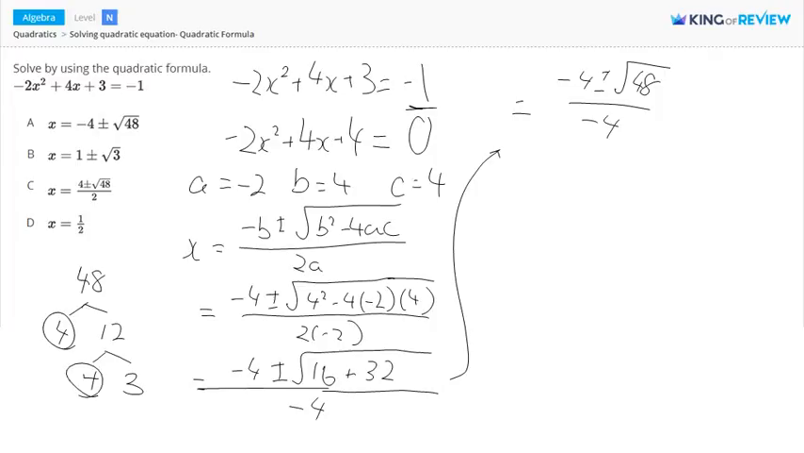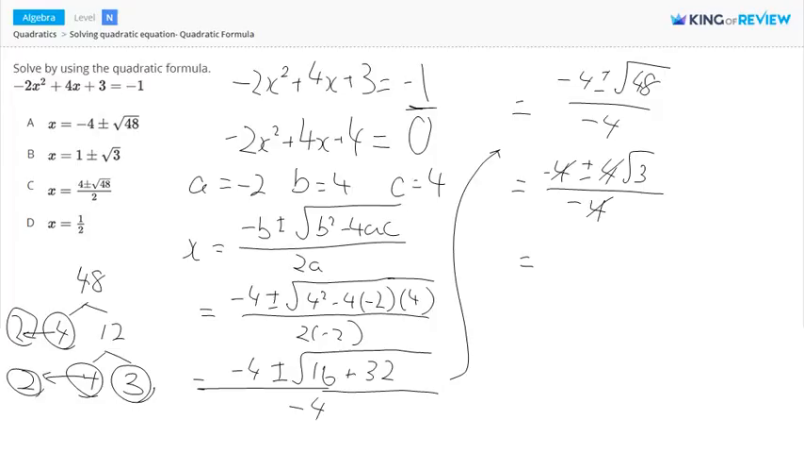And these 4s are going to turn into 2s if you take them out from the root, right? So you're going to be left with 2 times 2, which is 4, and a root 3. So it's going to say negative 4 plus or minus 4 root 3. And then you're dividing everything by negative 4, which you can do. You can simplify this here. So that's just going to say negative 4 divided by negative 4, which is positive 1, plus or minus.